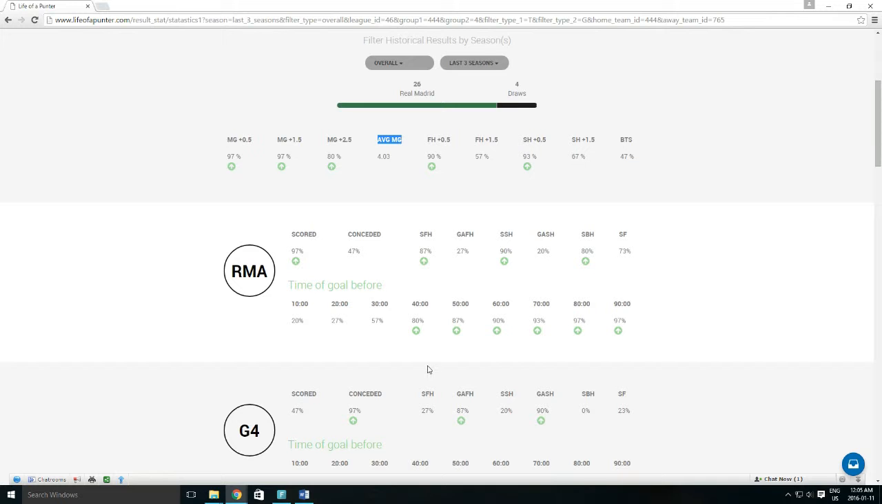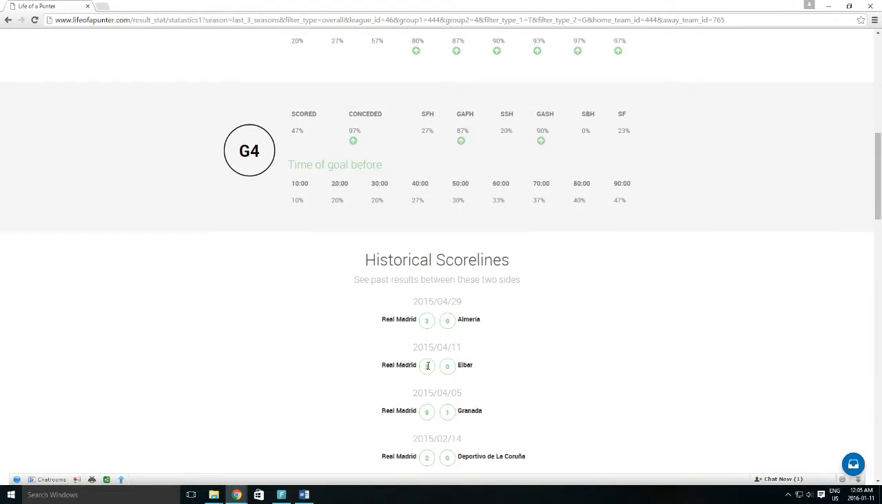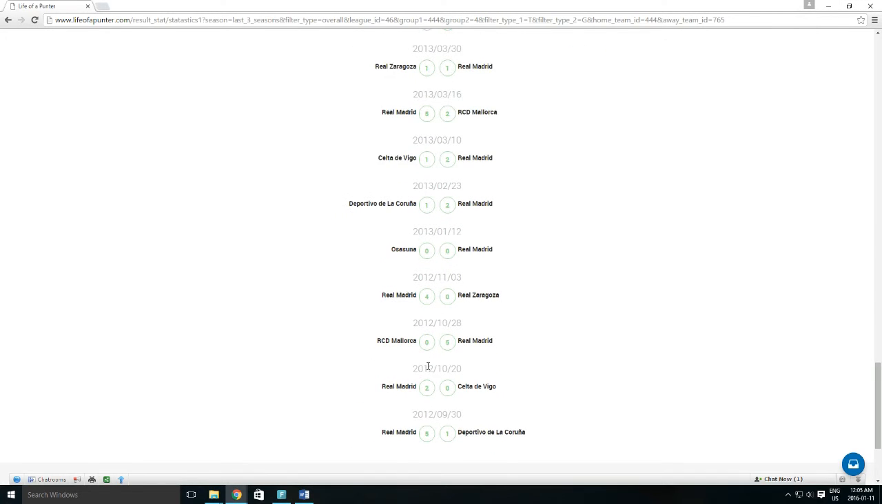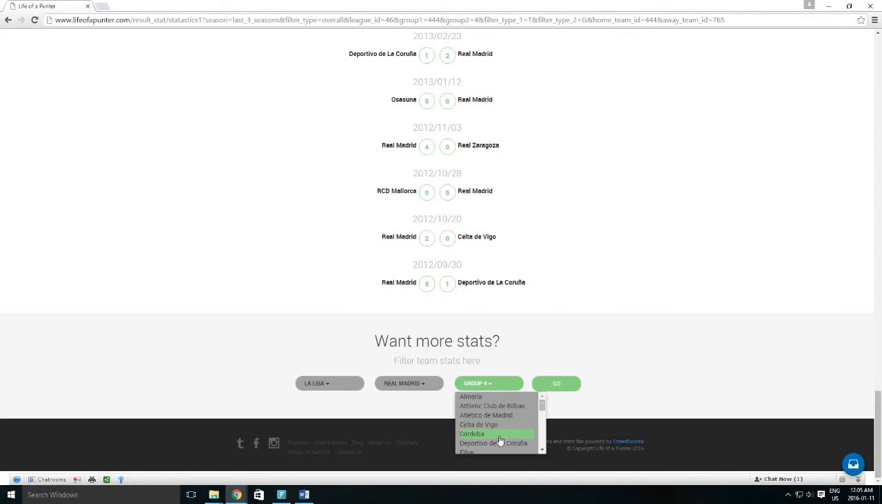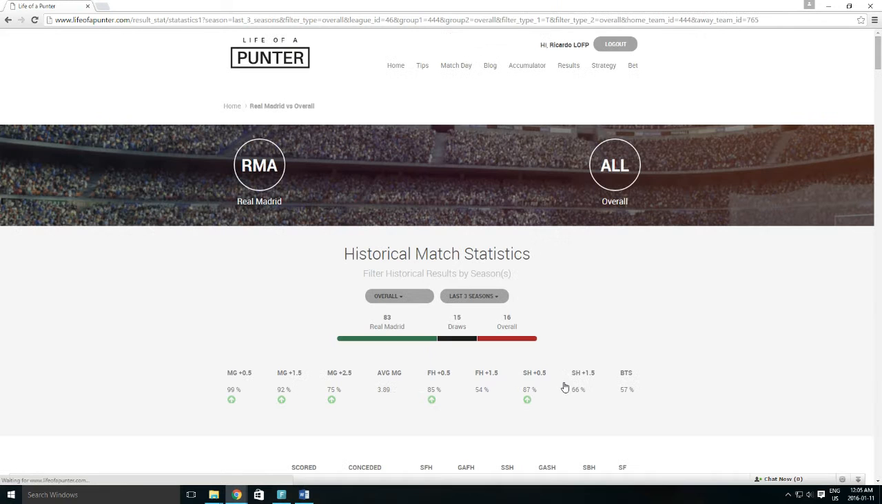What we're going to do now is just check criteria 3, which is current form, to see if these stats are still consistent. I'm going to scroll down the page, change this last filter to overall. Then at the very top, I'm going to change this filter to this season. What this is going to show me is how Real Madrid has played this season, 2015-2016, against all teams.